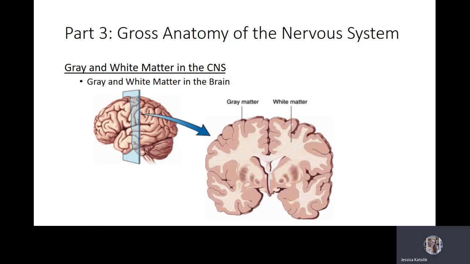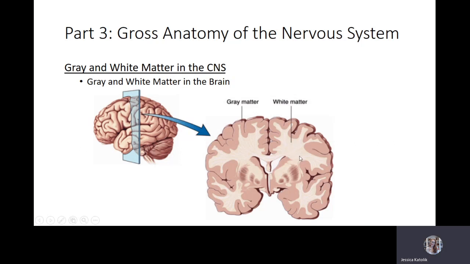So here we're taking a frontal cross-section of the brain, and you'll see that there are two major regions, the gray matter and white matter. The gray matter in the brain is going to be more on the outside, on the surface of the brain. And so the surface of the brain is going to have those cell bodies and those synapses that are responsible for processing information. So gray matter will be on the outside of the brain.